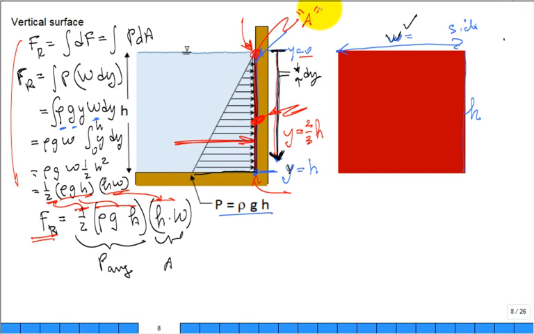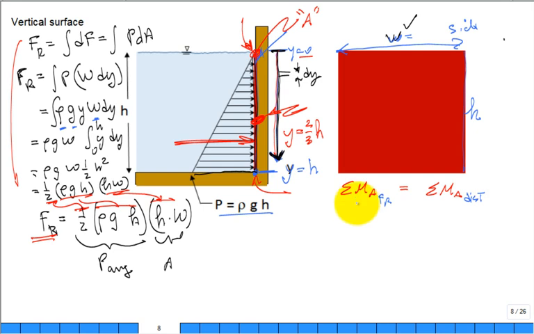So if I wanted to do the sum of the moments around point A, the resultant force, F of R, needs to have the same equivalent moment around point A as the distributed force due to the pressure. That makes sense?